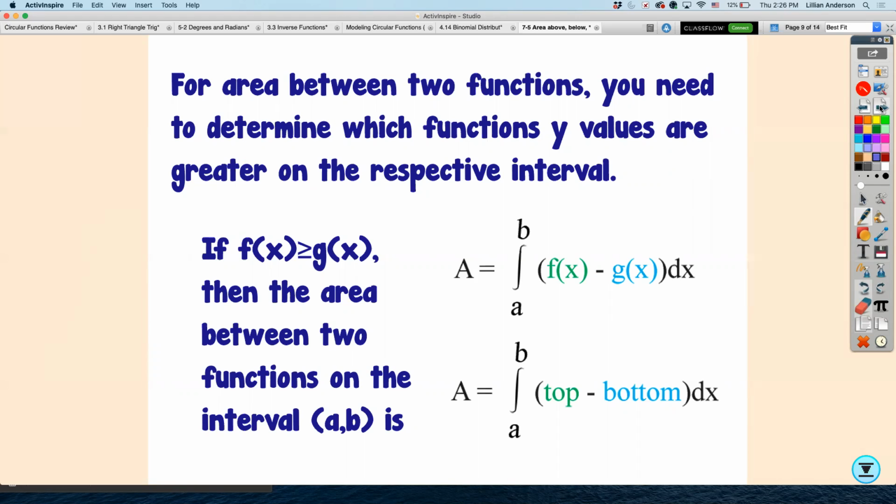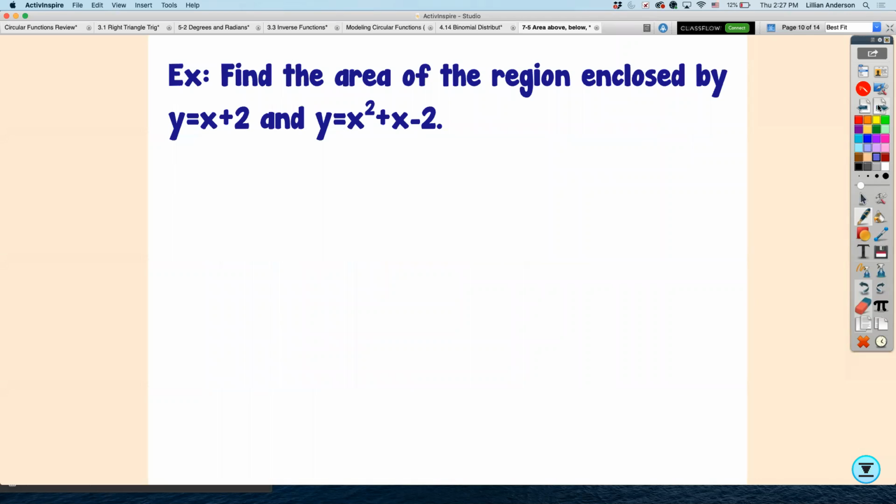So here's an example. We're going to find the area of the region enclosed by y equals x plus 2 and y equals x squared plus x minus 2. This one we're doing without our calculator. Then the second one we do, we're going to use our calculator because we want to look at the graph for sure.